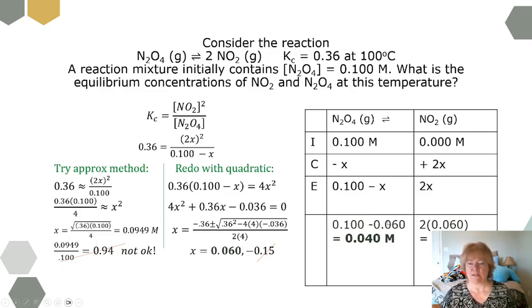Now I put 0.06 in here in place of x. 0.1 minus 0.06. For here, I have 2 times 0.06. Here's how I get my final concentrations. My equilibrium concentration for N2O4 would be 0.04 molar, and my equilibrium concentration for NO2 would be 0.12 molar. A lot of math, but if you practice through, not that bad.